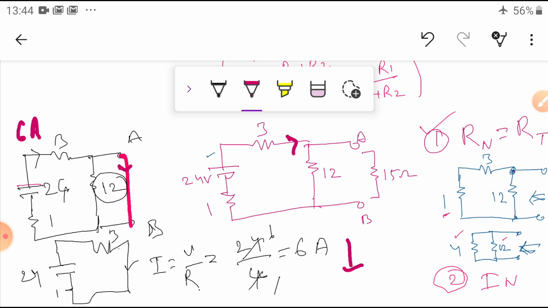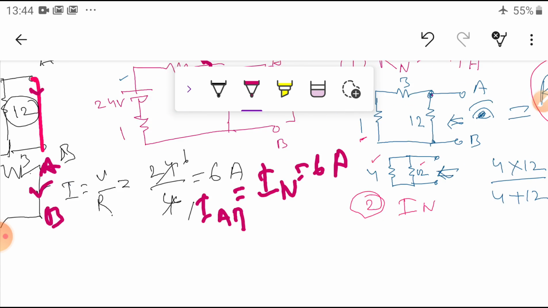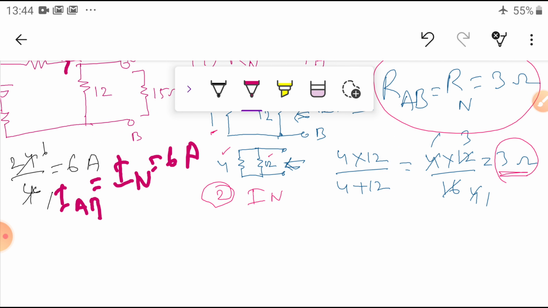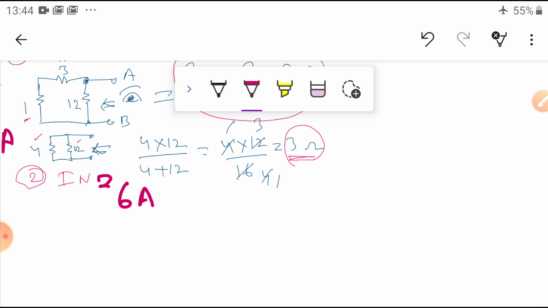So IN is equal to 6 amperes, because you can see the 6 amperes coming here, the same current is flowing, shorted. This is the A terminal, this is the B terminal. So IAB is equal to the I Norton's. Now from this one we got it. So IN is equal to how much current? 6 amperes. Based on this, you just rewrite the equation.